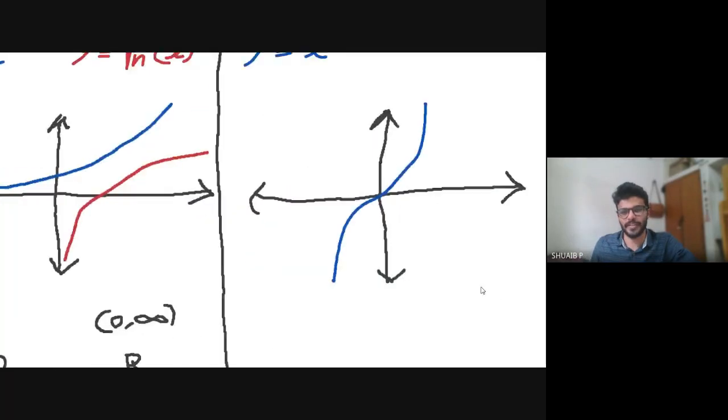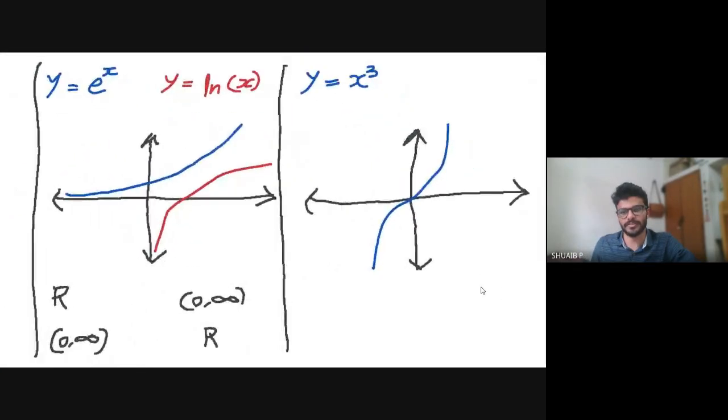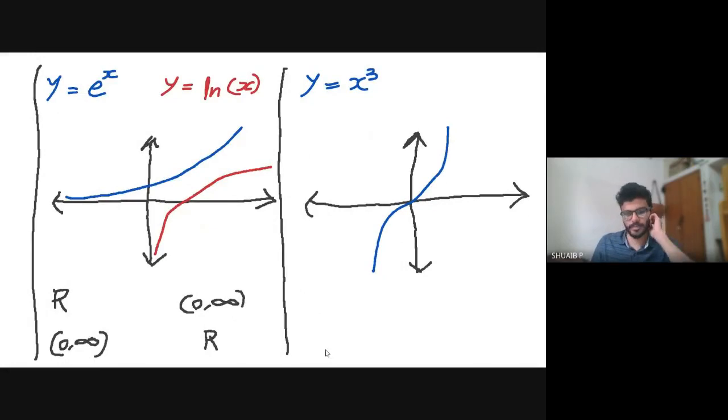So similarly, you can quickly think of the domain and range for y equal to x cube. It will be from real numbers to real numbers.